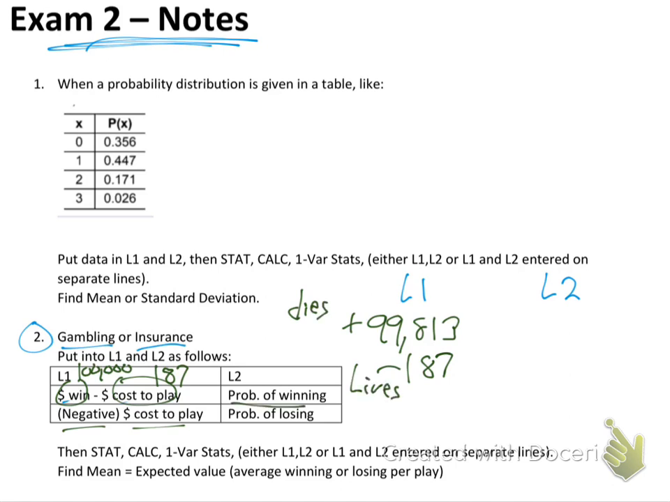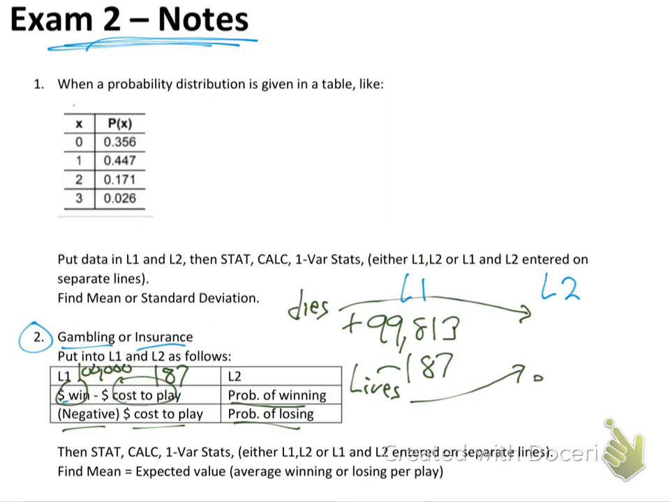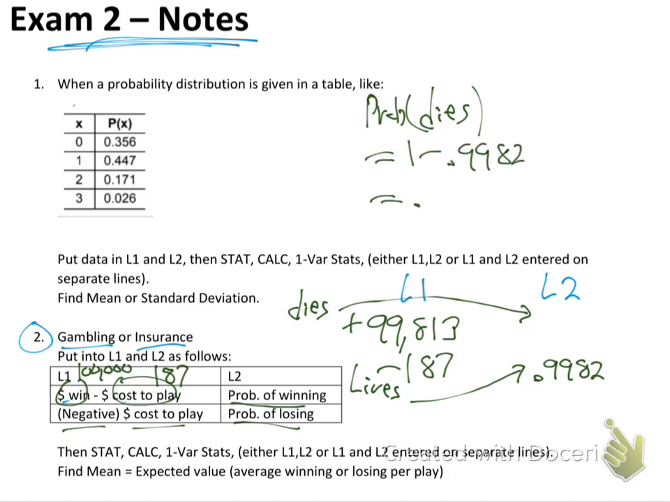And L2 is the probability of those things. So what's the probability he's going to die? What's the probability he's going to live? It says right there, 0.9982 is the probability that he lives through the year. Well, then what's the probability he dies? The probability he dies is going to be 1 minus 0.9982, which is 0.0018. All right, so put that in your calculator in L1 and L2.